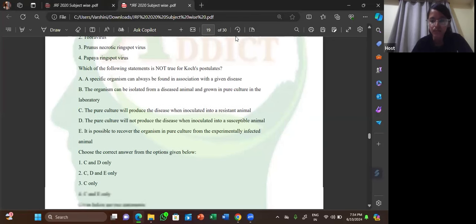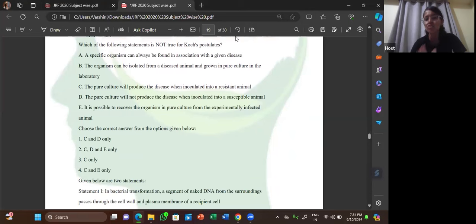Now, next question. Which of the following statements is not true for Koch postulate? You must remember every year, at least there will be one question from the Koch postulate. That's why you must remember the Koch postulate. So here there are 5 options. A specific organism can always be found in association with a given disease. The organism can be isolated from a diseased animal and grown in pure culture in the laboratory. Whereas, the third statement says that the pure culture will produce the disease when inoculated into a resistant animal. Whereas the fourth one says that the pure culture will not produce the disease when inoculated into a susceptible animal. And the last option says that it is possible to recover the organism in pure culture from the experimentally infected animal.